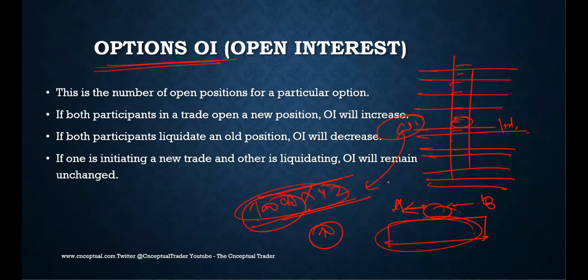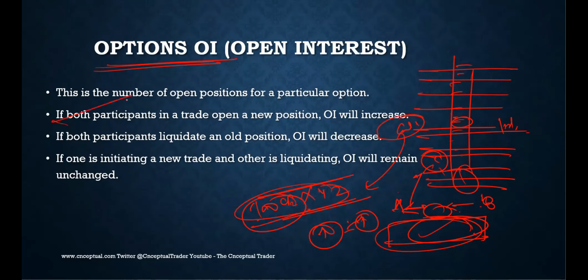Now what happens? Let's say A wants to sell this option, but B does not want to buy yet. Then there comes C. A will be selling this option to C, and C will be buying this option. So now the contract will be between C and B. Open interest will remain unchanged. It will be only 1 right now, because that same particular contract has been transferred from one person to another. The participants have changed, but the open interest is the same.